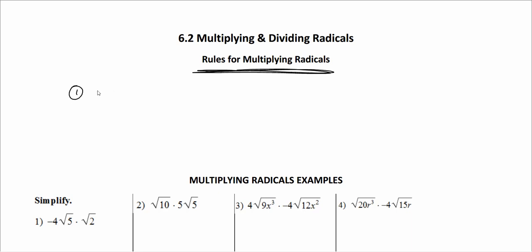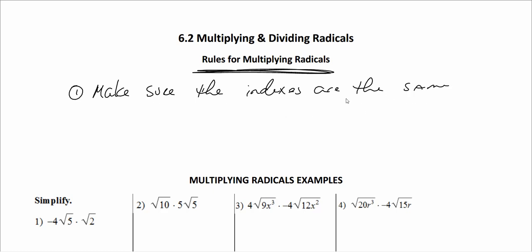So the first thing is you have to make sure that the indexes are the same. Make sure the indexes are the same here. If the indexes aren't the same, then you can't multiply them together. There's going to be a hint here that all of these indexes are going to be the same. We just have to make sure that they are, but they all should be anyway.